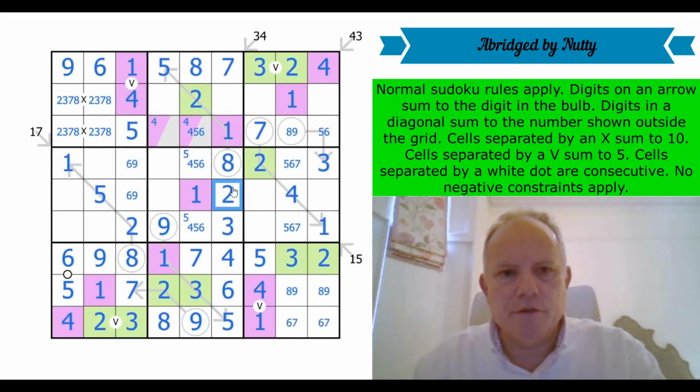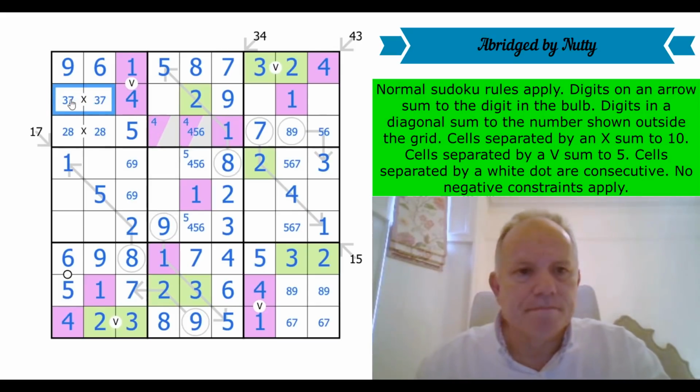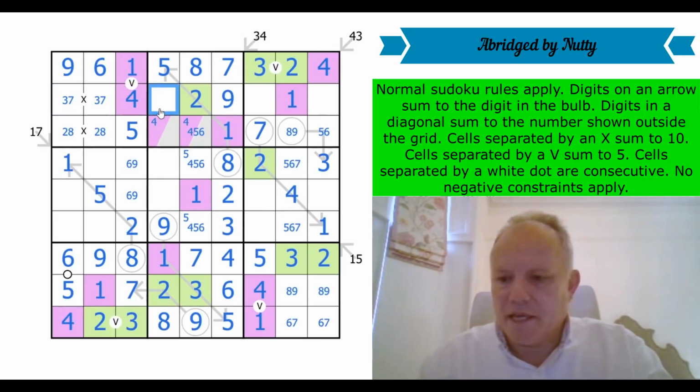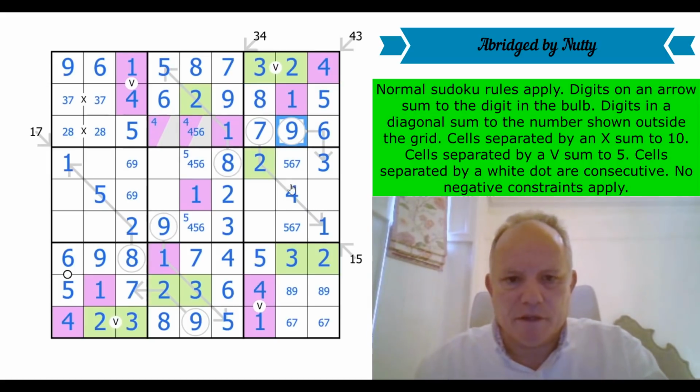So we get 2 and 9 in column 6. Oh, that 7 has resolved this 7, 3, 2, 8 dichotomy. That's a naked single 6 now. 5 and 8 go in here. This must be a 6 with a 9 in the circle. That fixes 8 and 9. The 6 fixes 7 and 6.